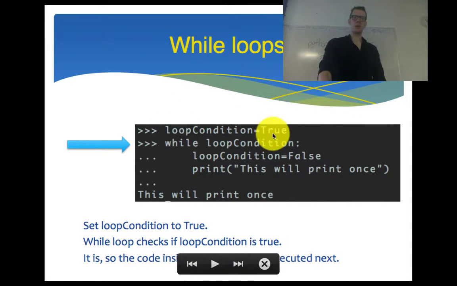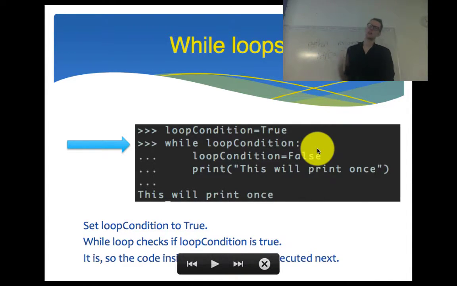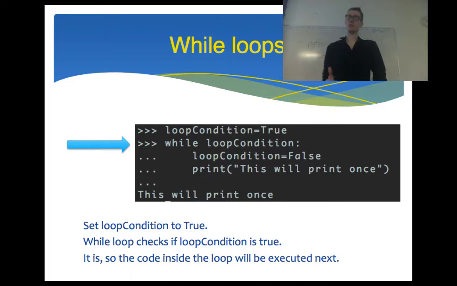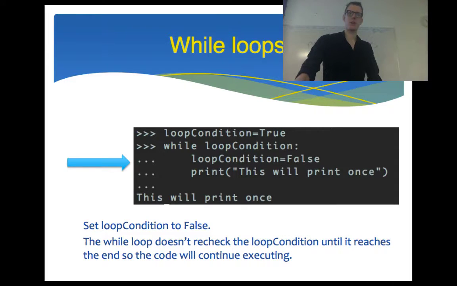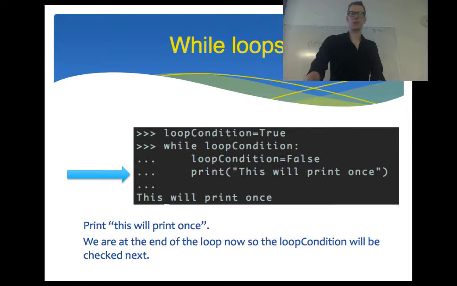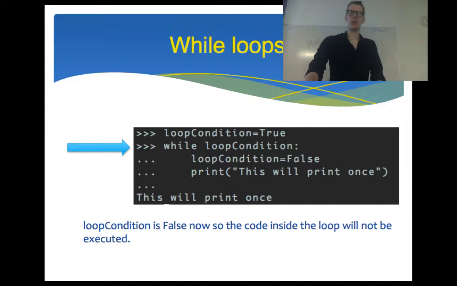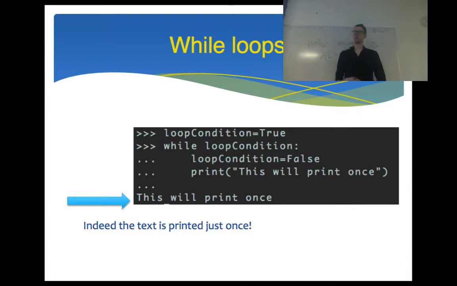Okay, so here I've set my loop condition equal to true, and then I have while loop condition. You can have anything here as long as it evaluates to true or false. So it's going to check whether loop condition is true. It's going to be true the first time because we've just set it to true, and therefore it's going to run all the code that's indented underneath. So it's going to set the loop condition to false, it's going to print that this will print once, and then it's going to go back to the top of the while loop and check what loop condition is. Now, loop condition is false. So it's going to finish, and you should see that printed only once.